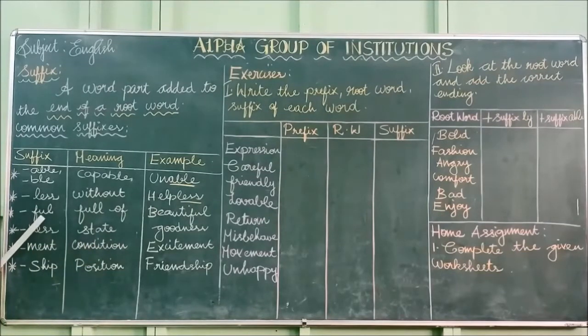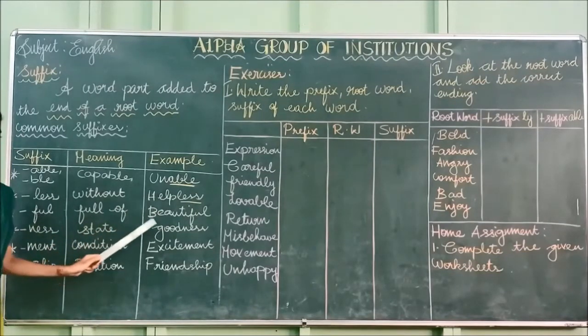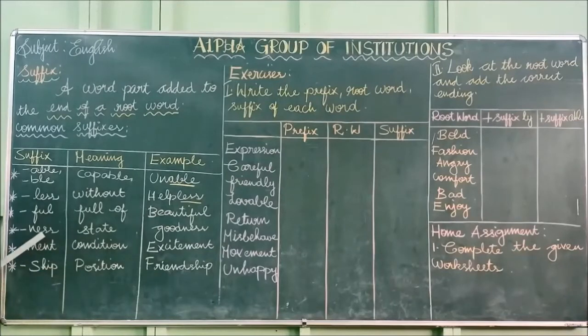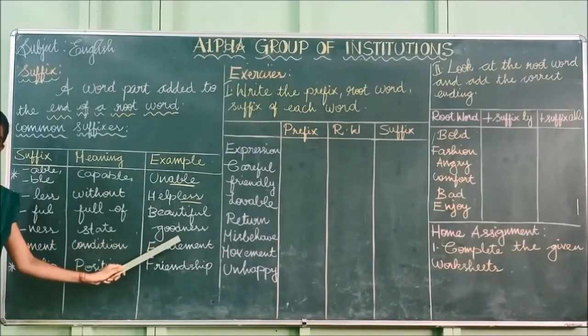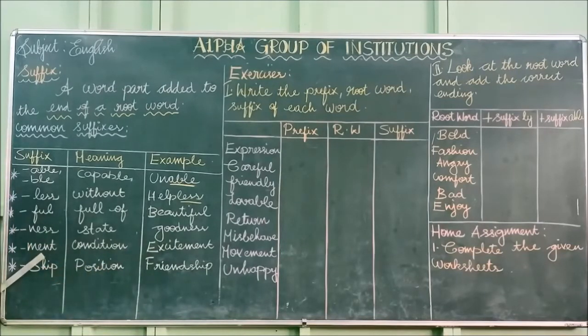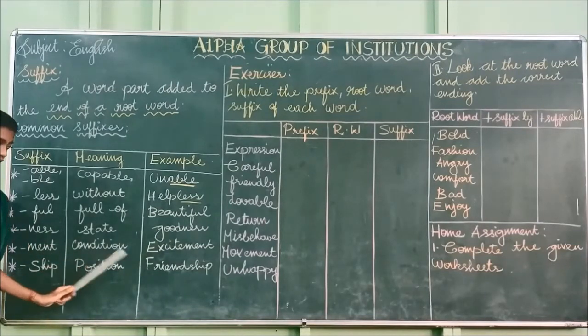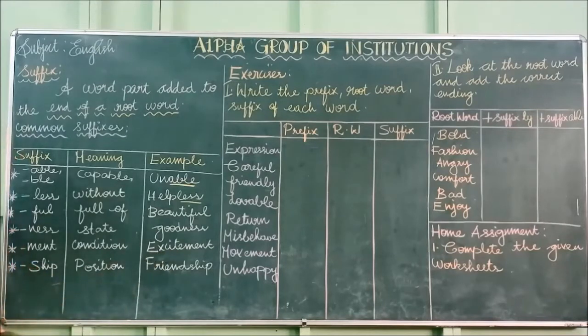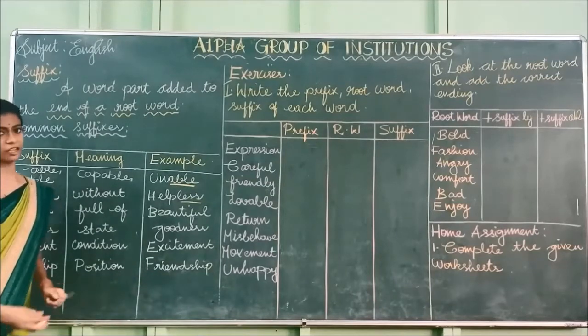And next one is full. The meaning of full is full of. Example is beautiful. And next one is ness. The meaning of ness is state, and the example is goodness. And the next one is ment. The meaning of ment is condition, and the example is excitement. And the last one we are going to see is ship. The meaning of ship is position, and the example is friendship.